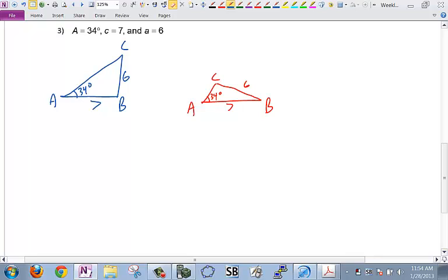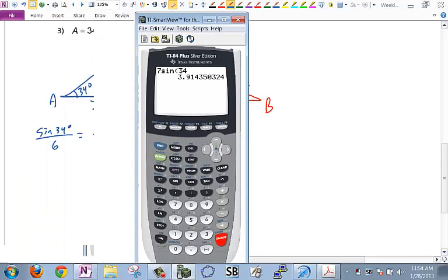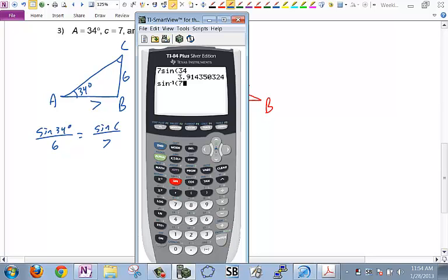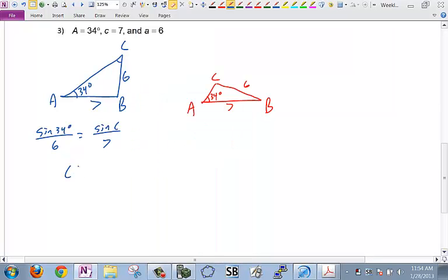Okay, so we start with law of sines to find angle C. So we have sine of 34 degrees over 6 equals the sine of angle C over 7. So in my calculator, I'm going to say the inverse sine of 7 sine 34 divided by 6. And so I get 40.72 degrees for angle C.